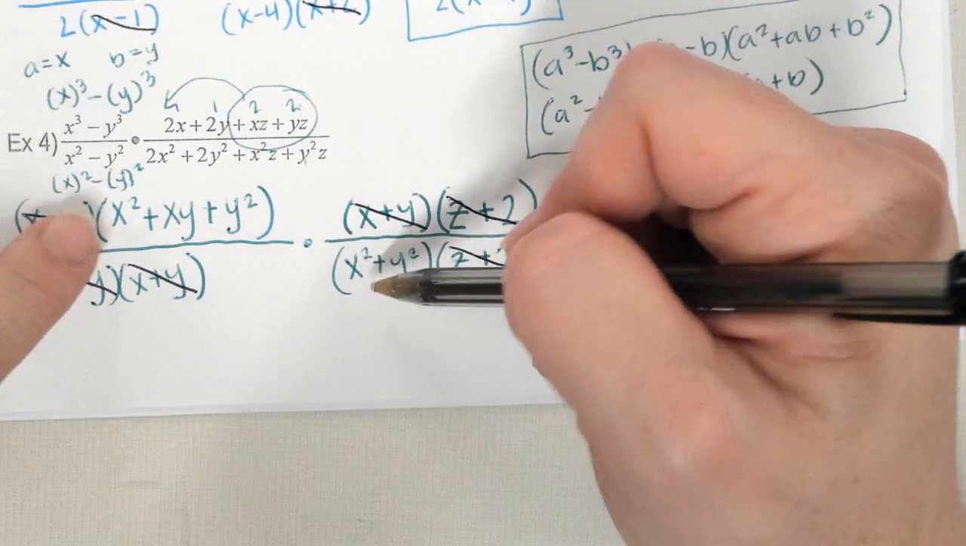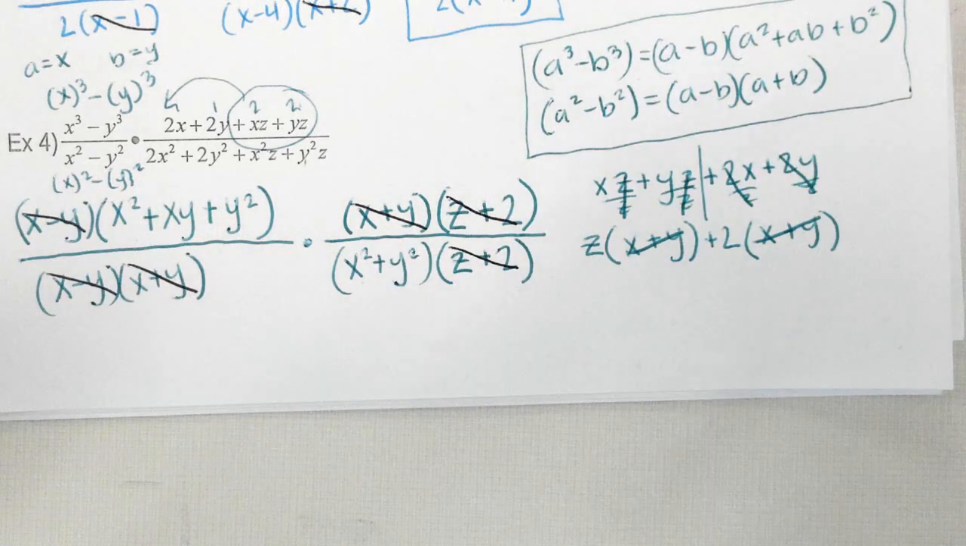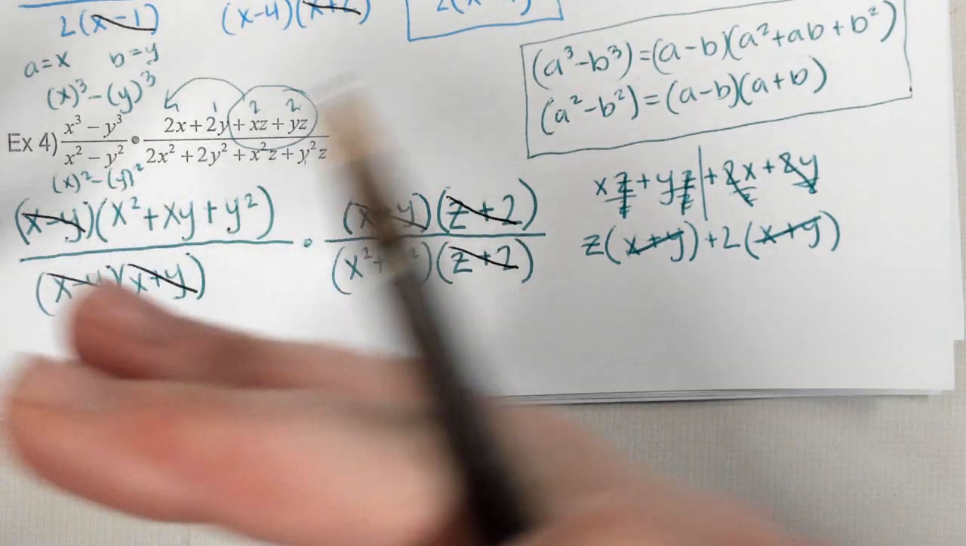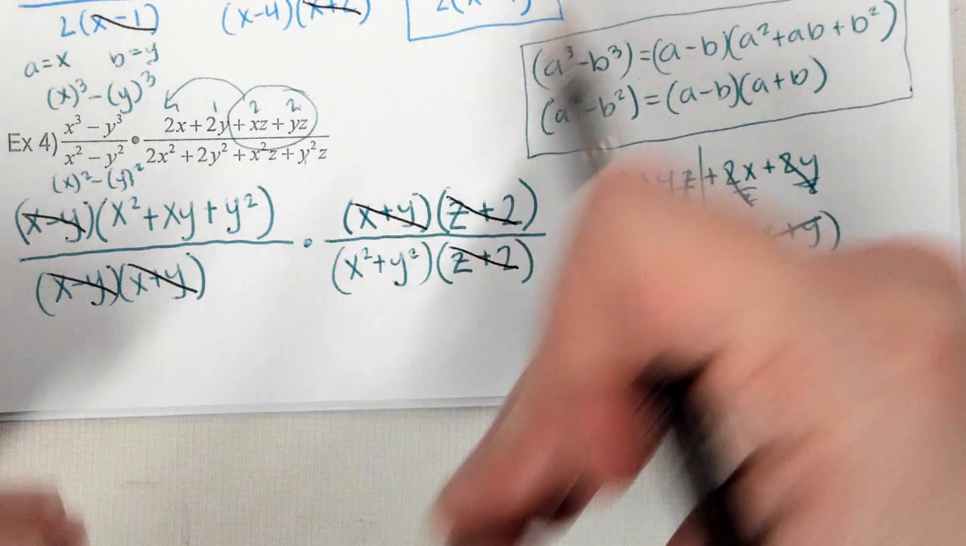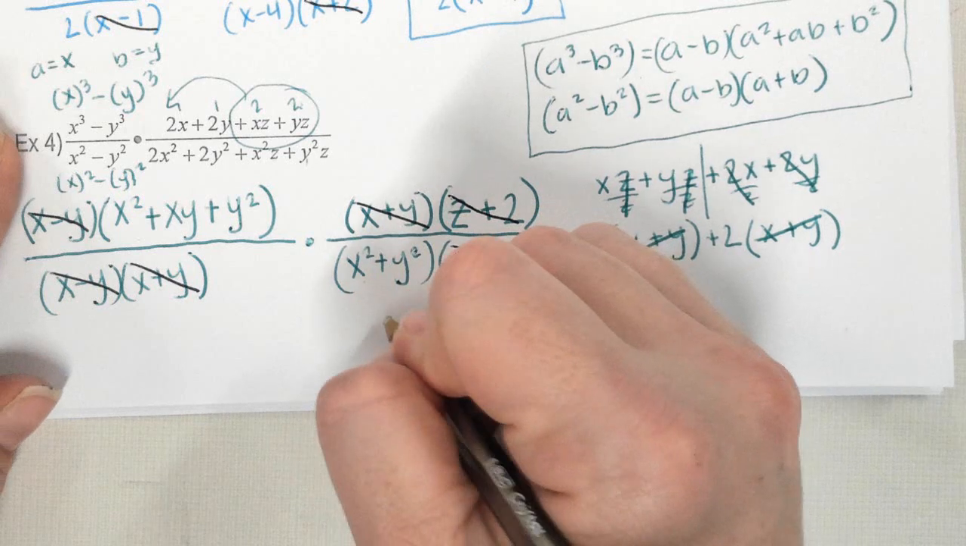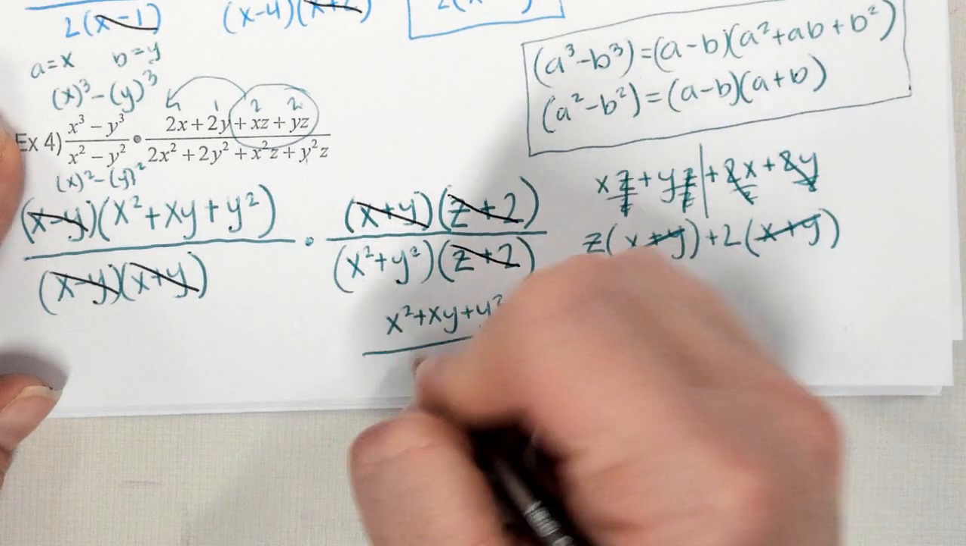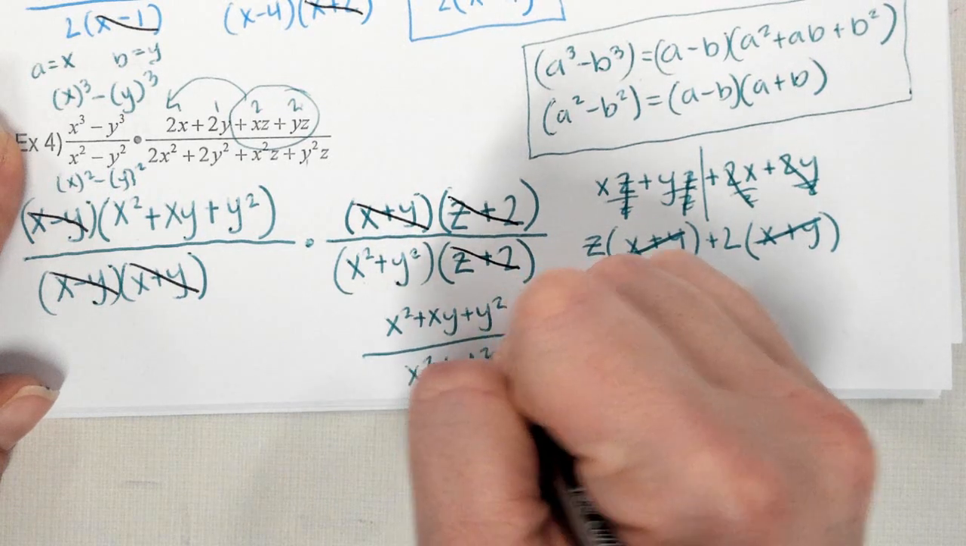No. Yes, these both have an x squared and a y squared, but they have plus signs, which remember makes them stuck like glue, and they don't match exactly. Their baggage is not the same, so they cannot cancel each other. Therefore, your answer is x squared plus xy plus y squared over x squared plus y squared.